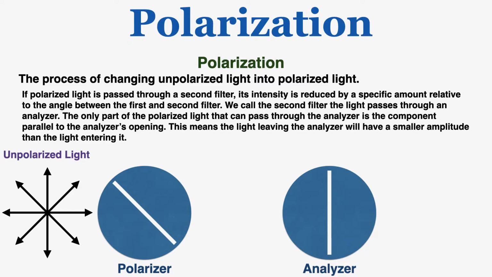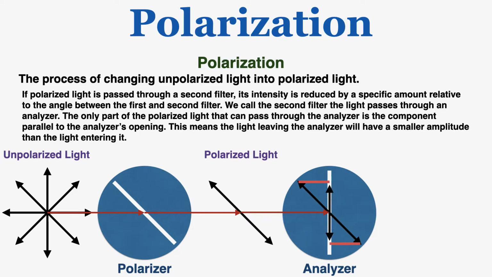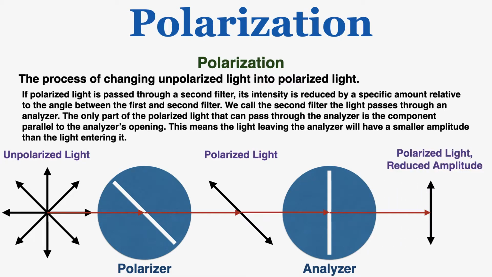So I'll follow through this full process. Unpolarized light encounters a polarizer and is then polarized along that one axis and now exists as polarized light. When it encounters the analyzer, the only component of it that can pass through the analyzer is the component parallel to the opening of the analyzer, which is smaller than that original polarized light.